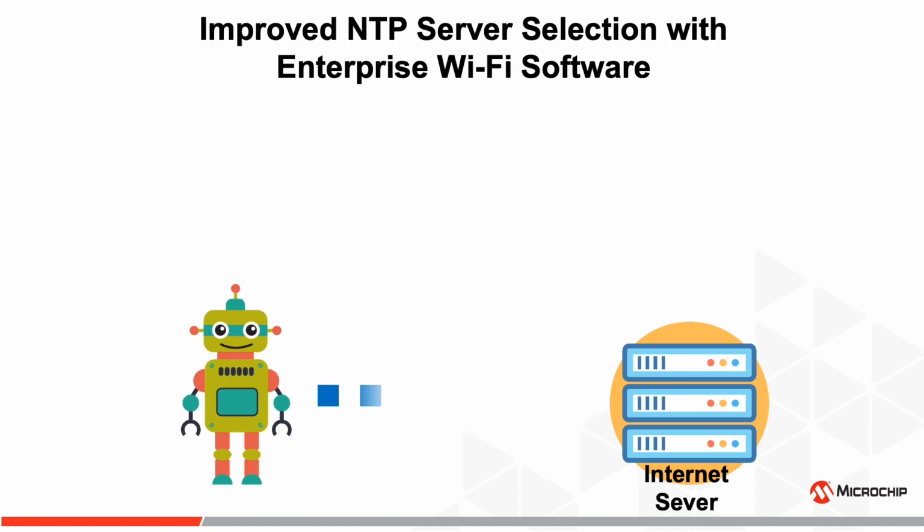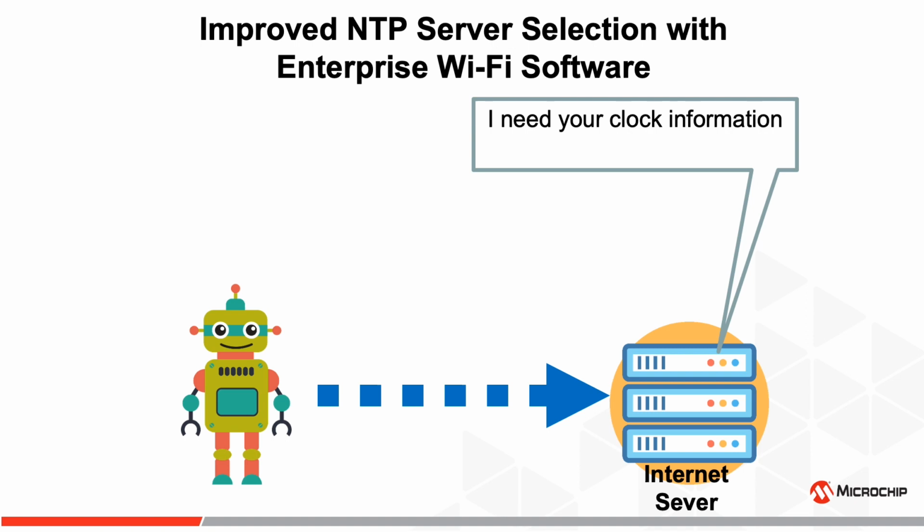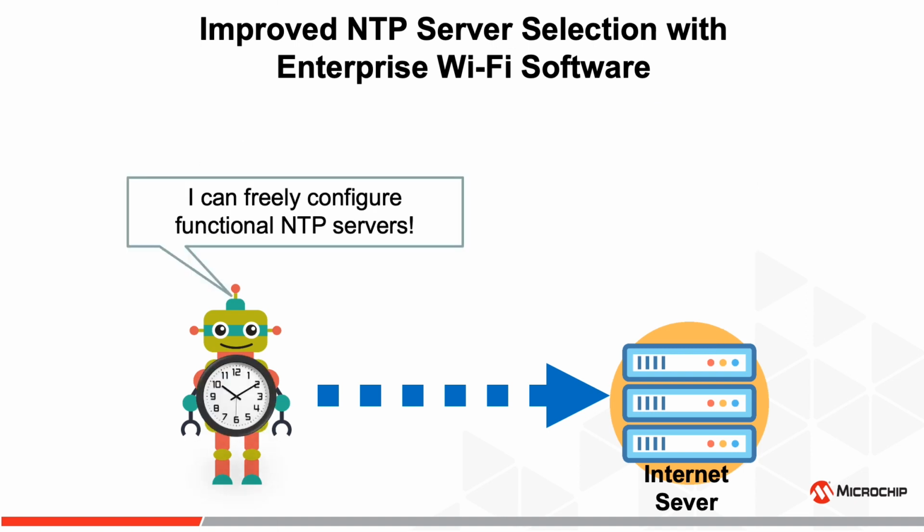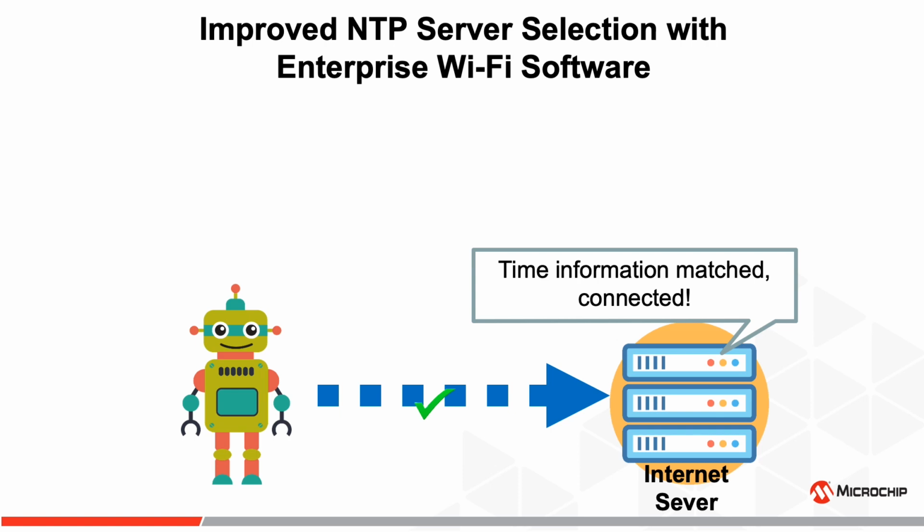Not an ideal situation. So in the enterprise software, we've updated that to allow for a lot more flexibility. When the internet server says, I need your clock information, we can pull from a variety of NTP servers that are customizable and dynamic. That allows us to provide the time, and we can be connected and authenticated. So that's yet another enhancement for our enterprise Wi-Fi software.